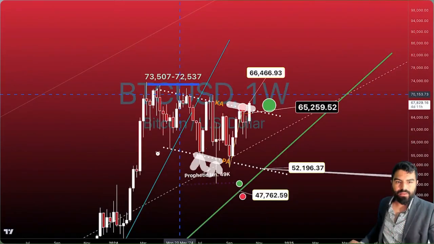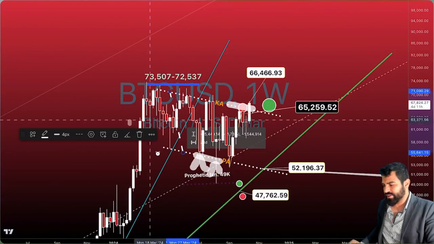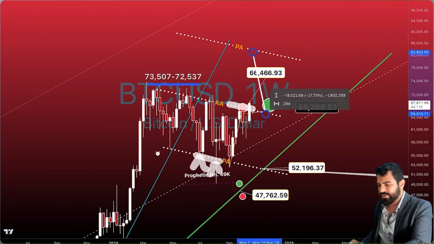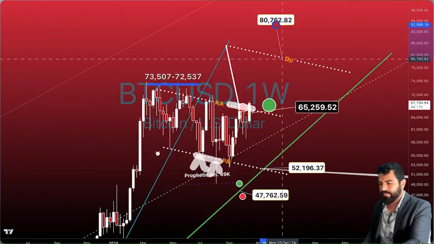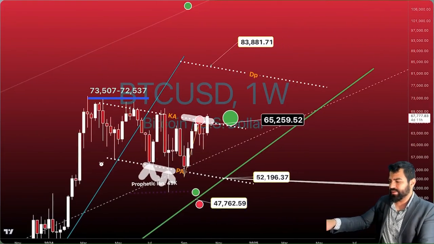What about now? If I DP projection it out, taking the distance from here to here, let's make it solid. We might be looking for some slowdown closer to minus 80, 83, depending on how many weeks it takes. Okay, I'll take that image here.